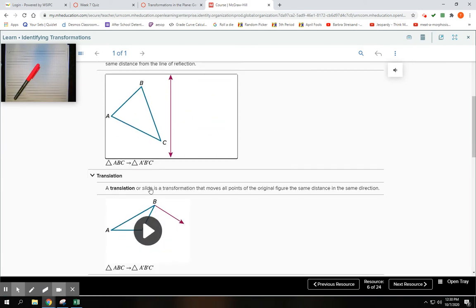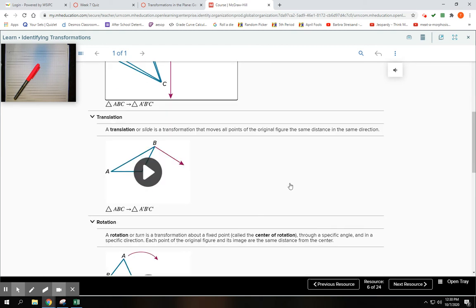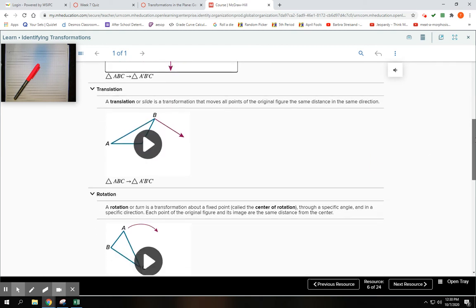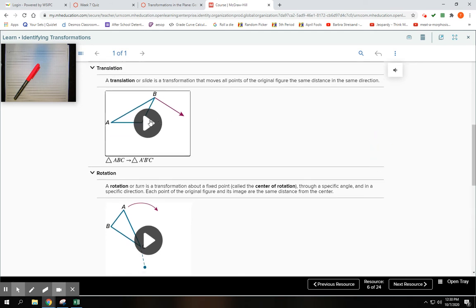Translation, or slide, is a transformation that moves all points of the original figure the same distance in the same direction. What that means is if you have a triangle ABC, A is going to move the same distance and direction as B, and the same distance and direction as C, right? C is not going to go up and to the left while everything else goes down to the right. It all has to go the same way. So this distance will be the same as this distance, will be the same as this distance. Just like these lengths will all be the same and the angles will all be the same.